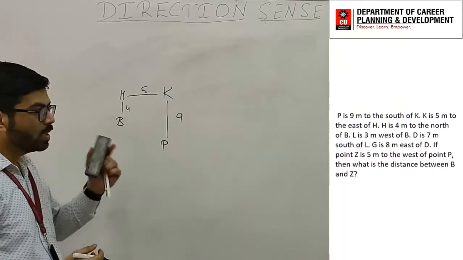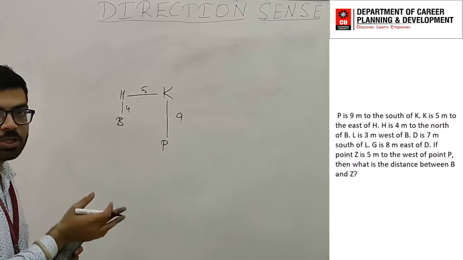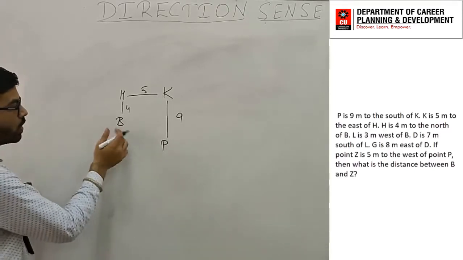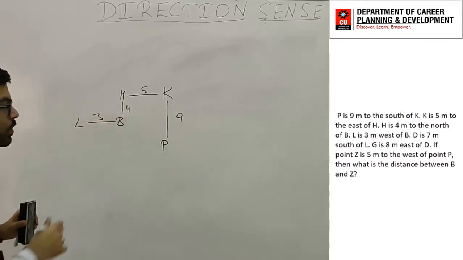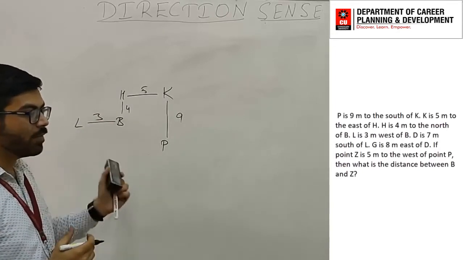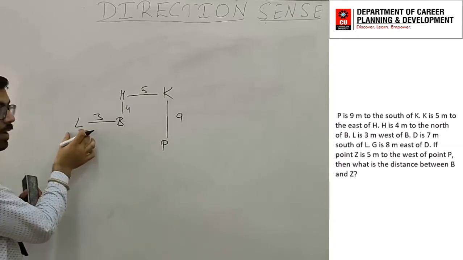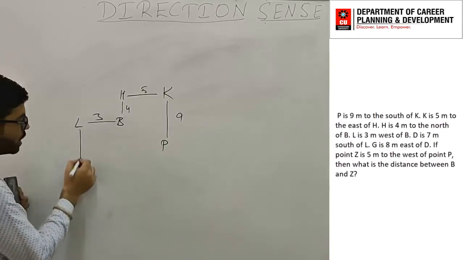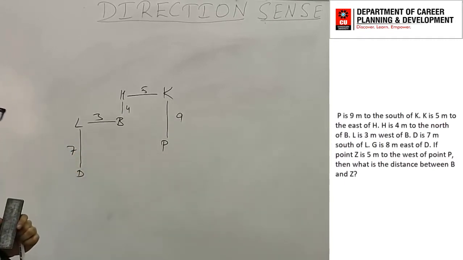Now next part says that L is 3 meter to the west of B. L is 3 meter to the west of B. That means L will be here, and distance is 3 meter. Let's move to the next line. Next line says that D is 7 meter to the south of L. D is 7 meter to the south of L. That means D should be here and this distance is your 7 meter.